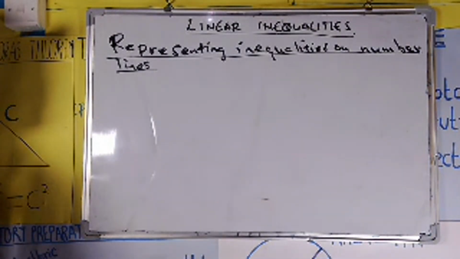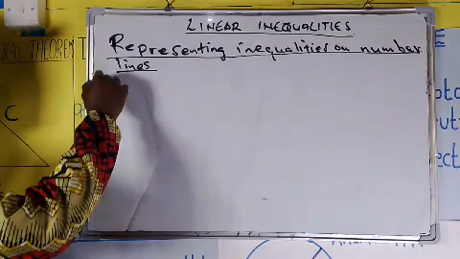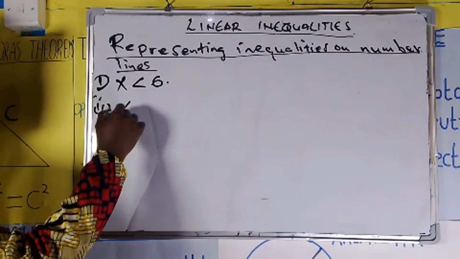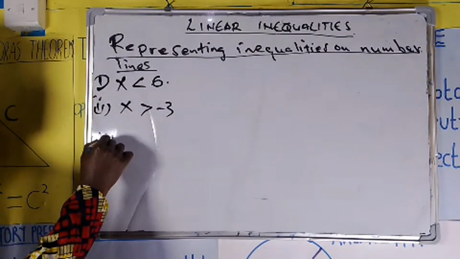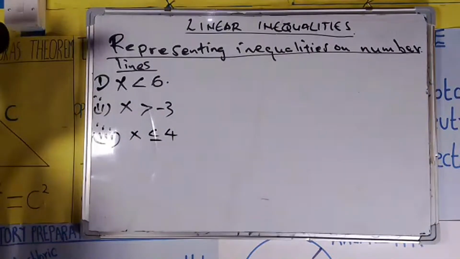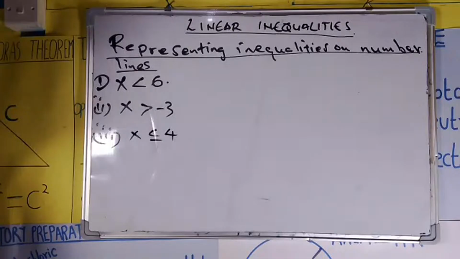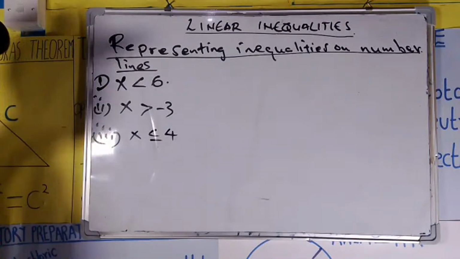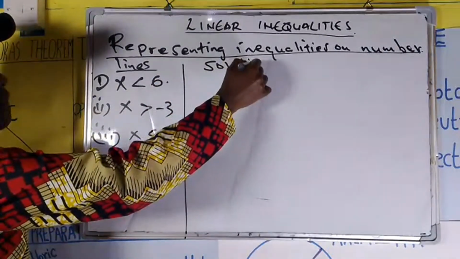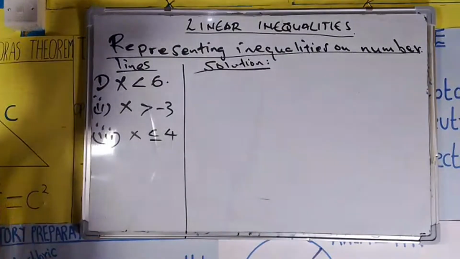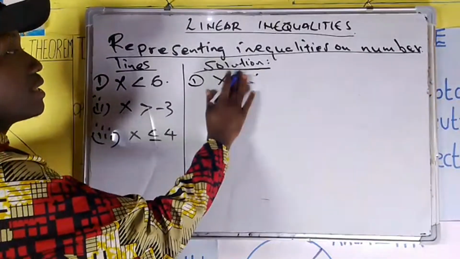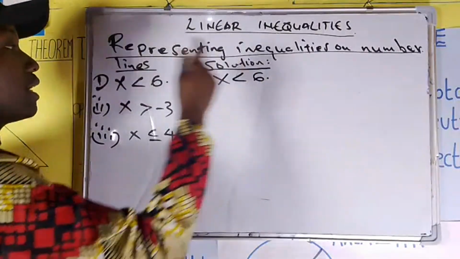In this case we can have a few examples. Number one, x is less than 6. Roman 2, x is greater than -3. And Roman 3 is x is greater than or equal to 4. We want to represent these on a number line. So let us have our solution part here, and let us start with the first one, which is x is less than 6.